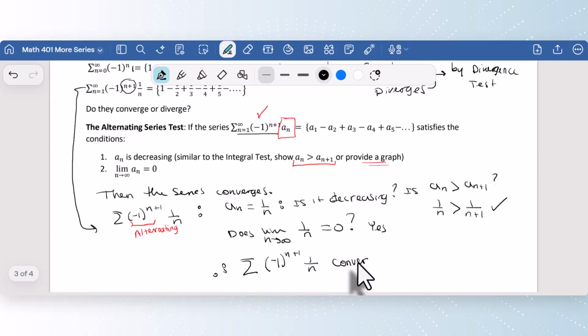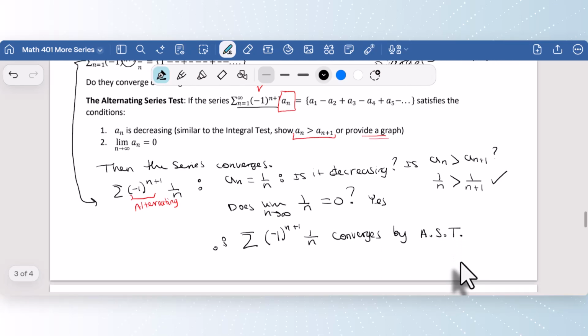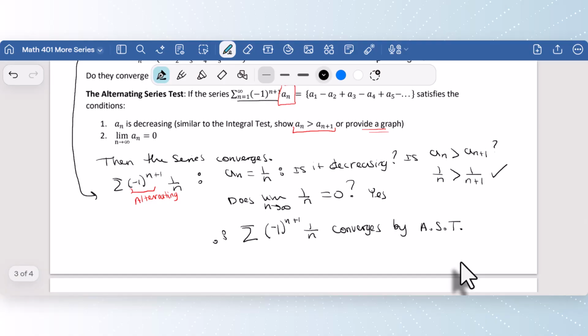So we can say the alternating series converges by the alternating series test. Always, always tell me by what test you're saying that this converges. Notice that this one is without the alternating. This is one that we did in class the other day, just the series without the alternating part. We saw last time that this diverges. This is a p series with p equals 1. So this on its own diverges, but as soon as it goes alternating, now it converges.